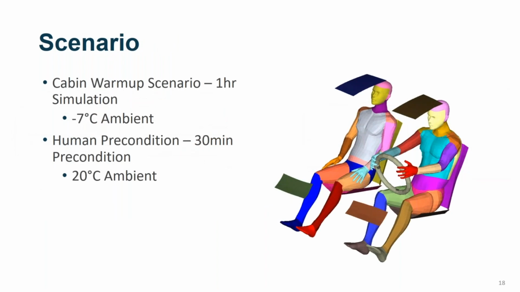As shown in the screenshot here, these are heated surfaces that we're going to be focused on. There's going to be a roof level heated panel for each the driver and passenger, and same with one in the footwell. Both the driver and passenger will have a heated seat, and the driver will be holding onto a heated steering wheel. So in this cabin warm-up scenario, it's a 1-hour simulation with a -7°C ambient, and the human precondition is a standard office environment at 20°C for 30 minutes.